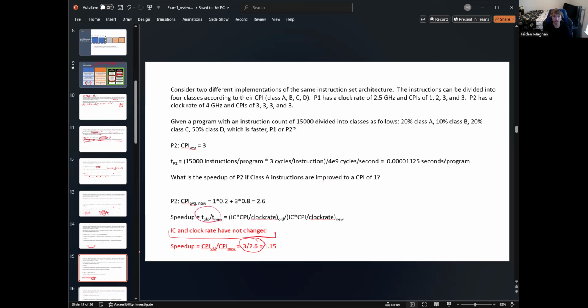So yeah, the biggest thing with this is know that this is a ratio, right? This has no units. You're just trying to see how much faster the new computer is when compared to the old computer, right? So that's how I find that. Recalculated the CPI and then just did the old time over the new time.